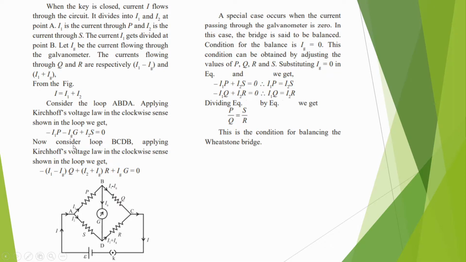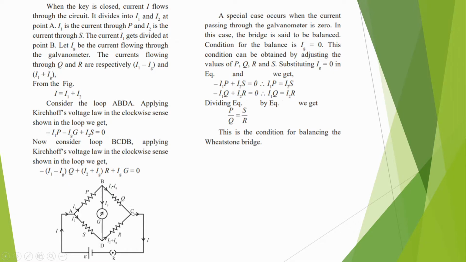Then let us consider the next loop. The next loop is BCDB. For this we can again apply Kirchhoff's voltage law, again in the clockwise sense. When we start from point B and move to point C, the resistance is Q and the current is I1 minus Ig. According to the sign convention, that is again minus, so we get minus (I1 minus Ig)Q.